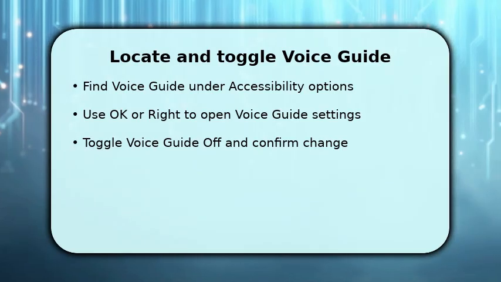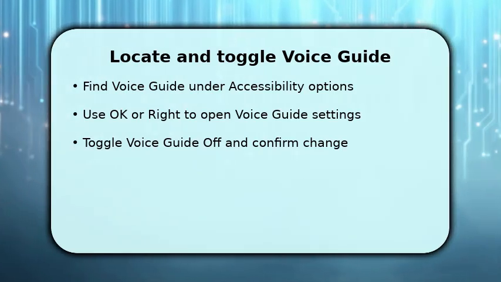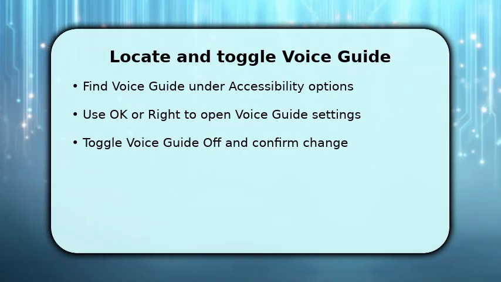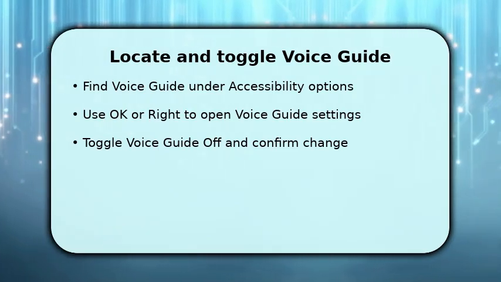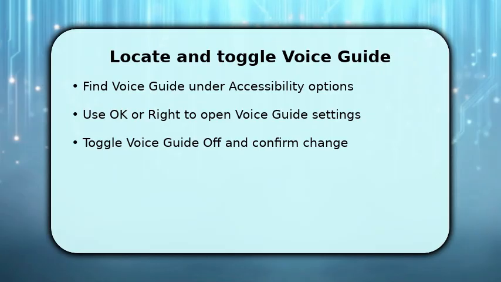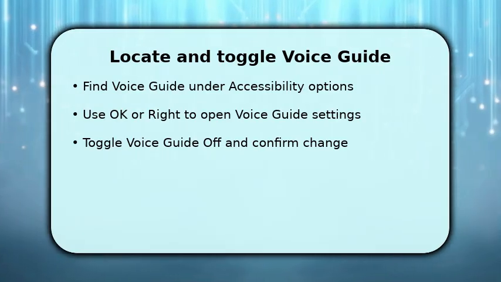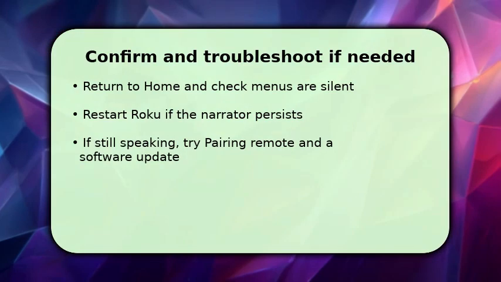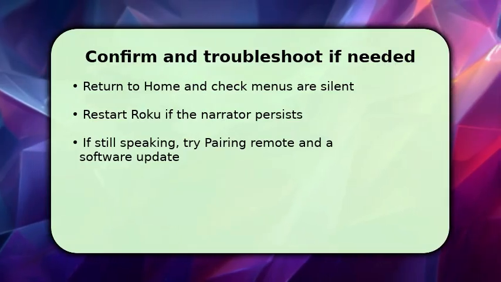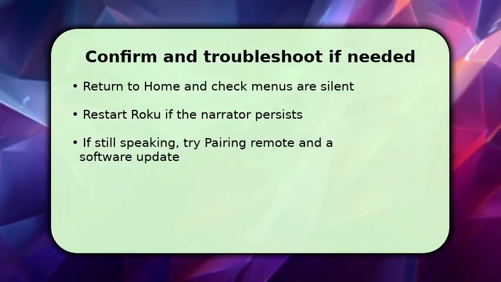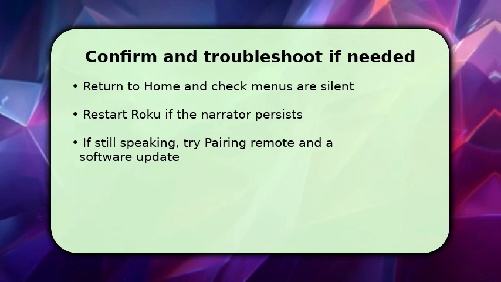This stops spoken menus. After toggling, Roku usually speaks a confirmation if still active for a moment, so wait until speech ceases. If it remains, repeat the toggle slowly to ensure the command registers. Finish by returning to the home screen and moving through a few menus to confirm the narrator is silent. That verifies the change persisted.